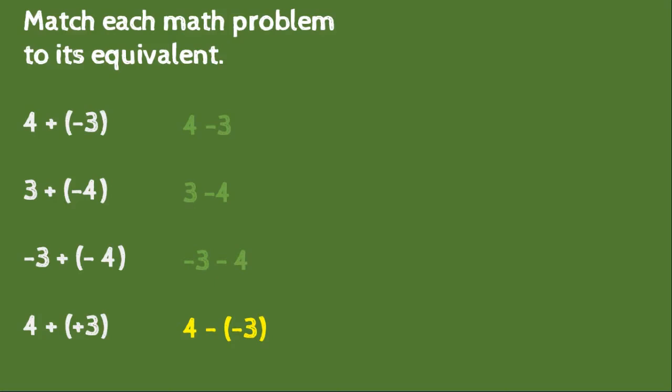And for the last example, we have 4 plus parentheses +3, which in a way we can translate to being 4 minus parentheses -3, because 4 minus parentheses -3 is a minus and a minus, which also means 4 plus 3. 4 plus parentheses +3 can be represented by eliminating the plus in the parentheses, which is 4 plus 3, but 4 plus 3 can also be represented by 2 minus symbols. 4 minus parentheses -3. A minus and a minus is a plus.